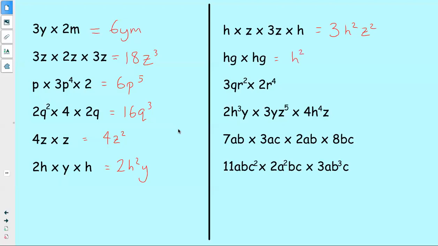It would be h squared g squared. Be 6q r to the power of 6. Be 24h to the power of 7, y to the power of 2, or y squared, and z to the power of 6. Next one.